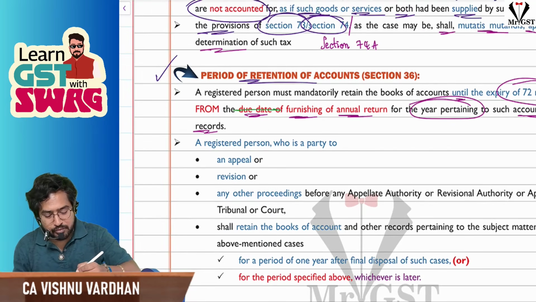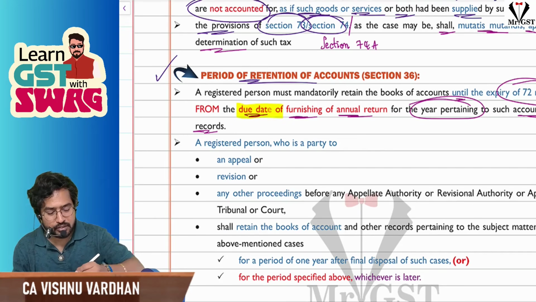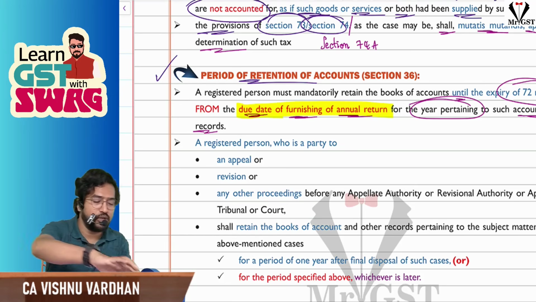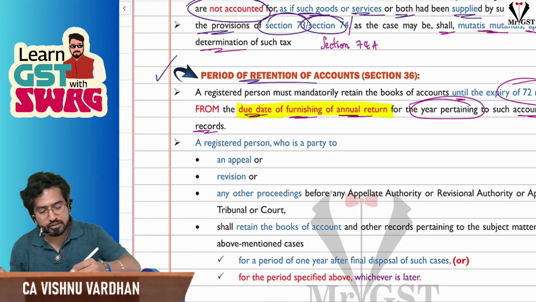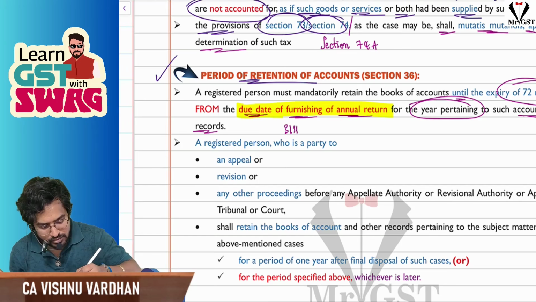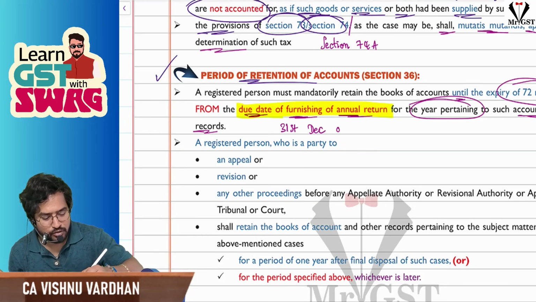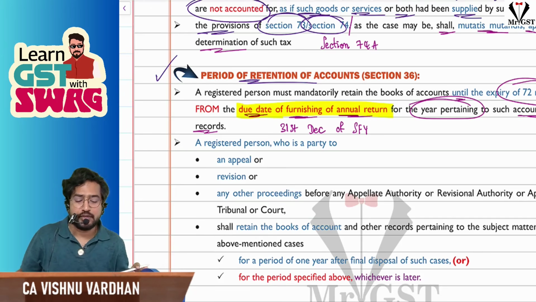What is the due date for filing annual return? 31st December. Due date for furnishing annual return. Write down there 31st December of succeeding financial year. Shall we continue?